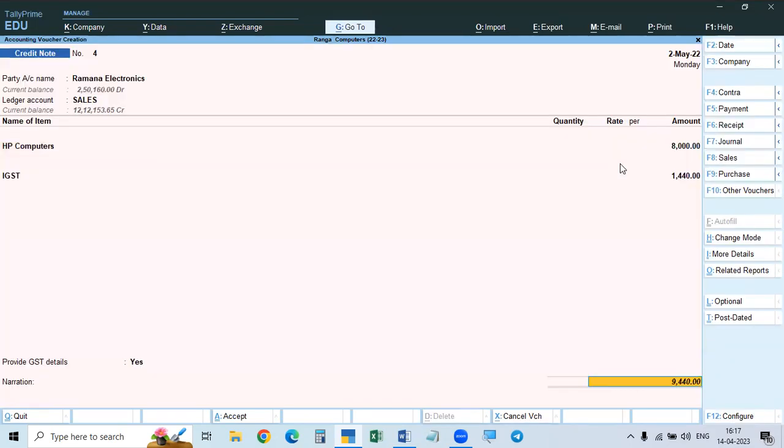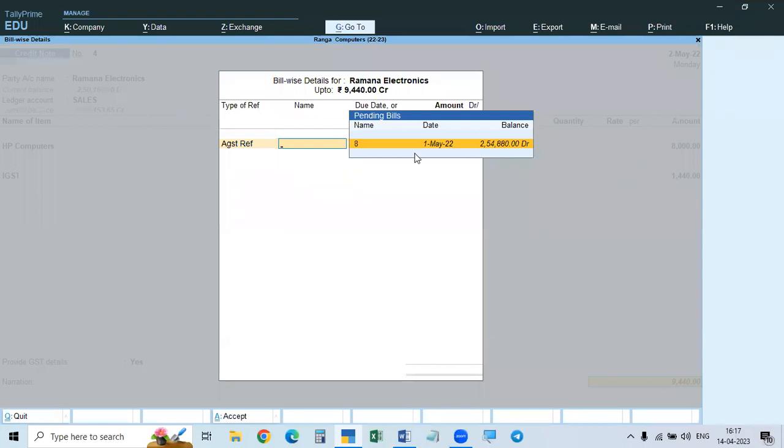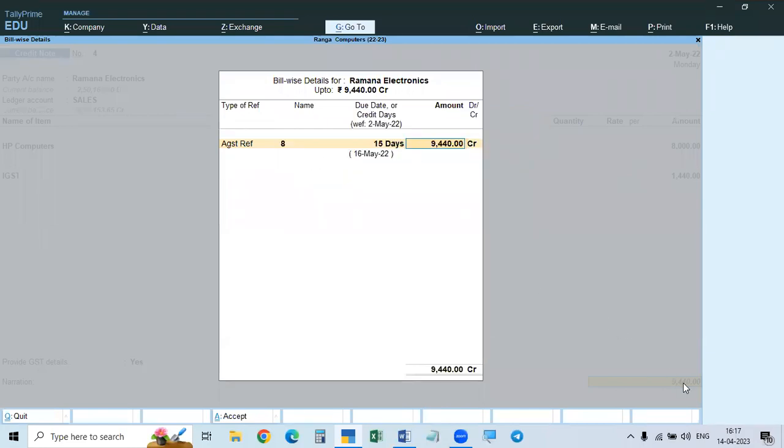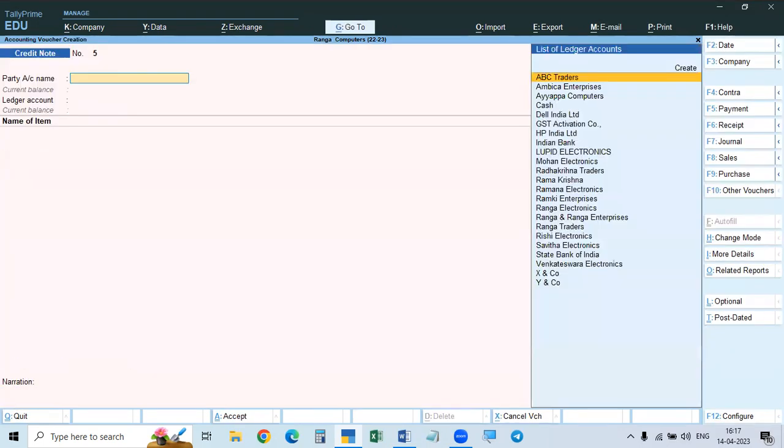The same thing, like this. Now go to the total. From the total, we will go to the bill-wise entry details. In bill-wise details, you go to against reference and the same number, 8, first May, and take the 9,400. Okay, that is the amount of the credit note. Then we say this. This is all. Understand this? This is completed.